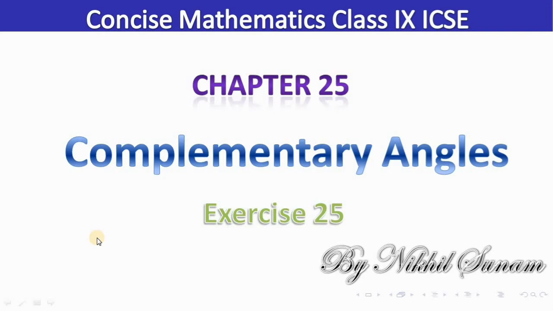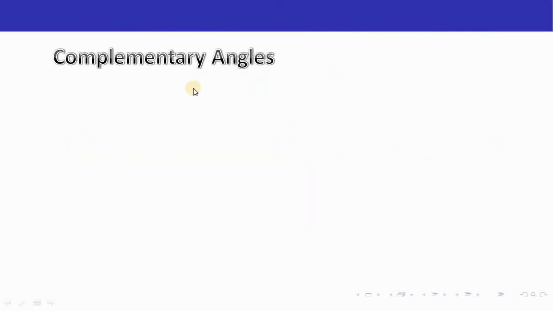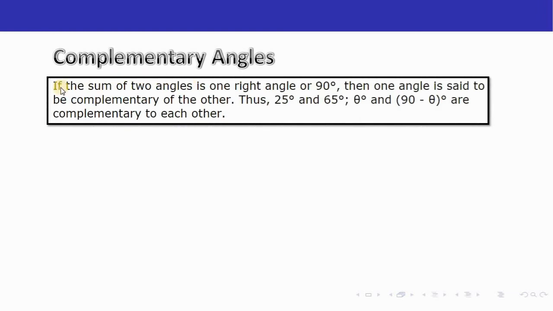So let us begin with the fresh chapter for the day, that is Complementary Angles, chapter number 25. Here in this chapter, first let us understand what is the meaning of complementary angles. If the sum of two angles is one right angle or 90 degrees, then one angle is said to be complementary of the other.